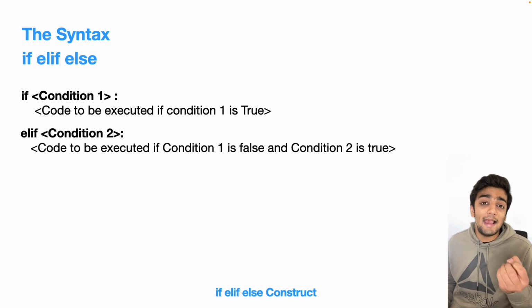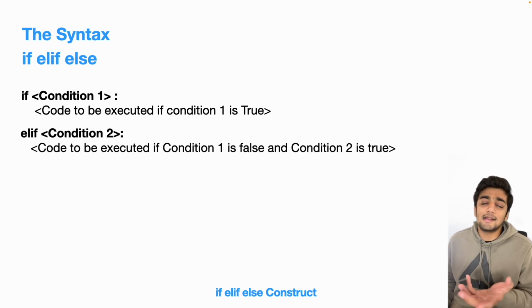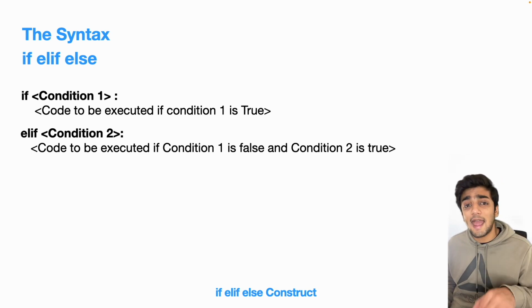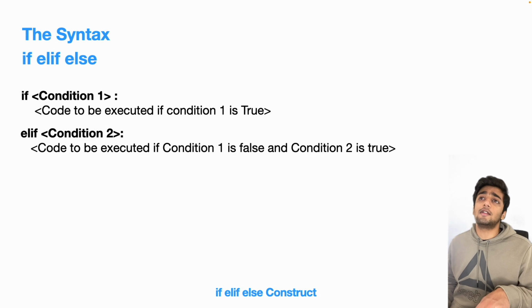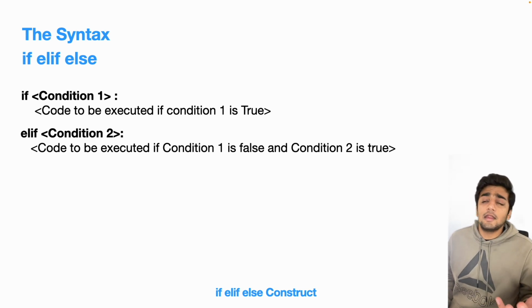Then you have your elif block. Elif basically stands for else if, right? So the elif block holds the second condition. If the first condition is false, then your program moves to the first elif block. In the elif block, you see that there's another condition. So this could be elif t-shirt color equals purple.